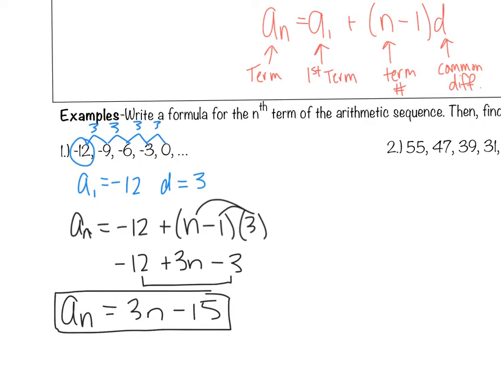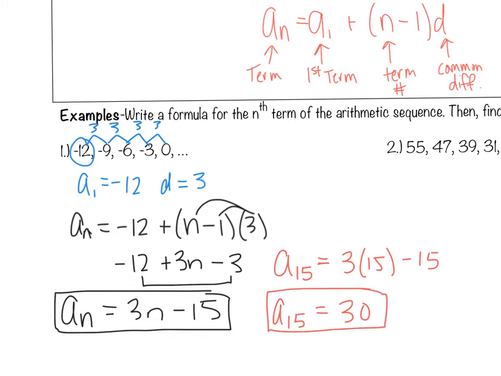So now we can use that to find any number within the sequence. For example, it asks us to find A of 15. A of 15 is asking us for the value of the 15th term. So we can figure that out by doing A of 15 equals, and plugging in 15 for n. So 3 times 15 minus 15. 3 times 15 is 45, minus 15 is 30. So the value of the 15th term would be 30.